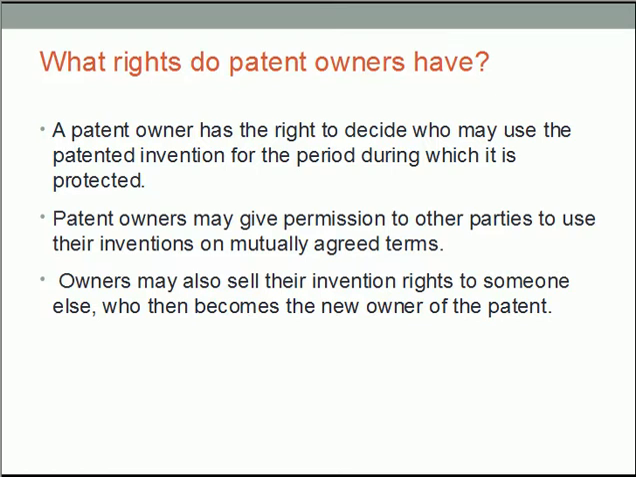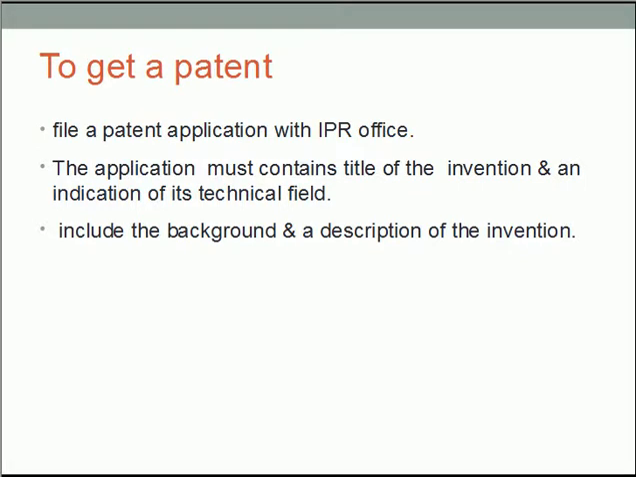In order to get a patent, the first thing that you have to do is to file a patent application with the IPR office. The application must contain the title of the invention and an indication of its technical field. You should also include the background and a description of the invention.